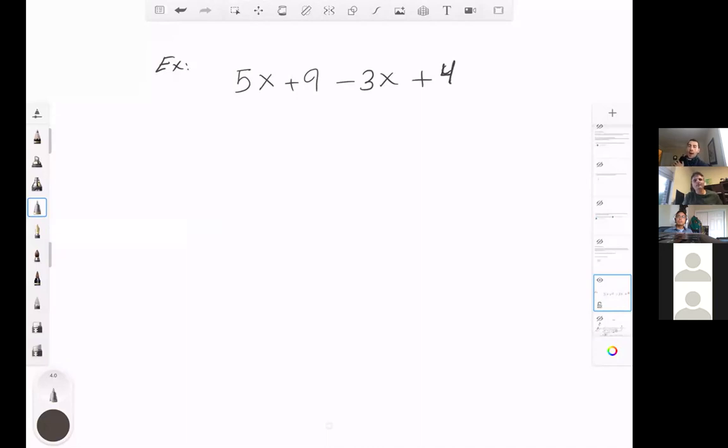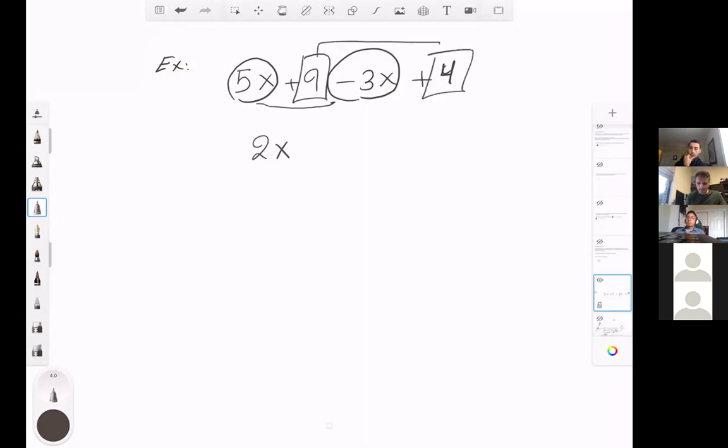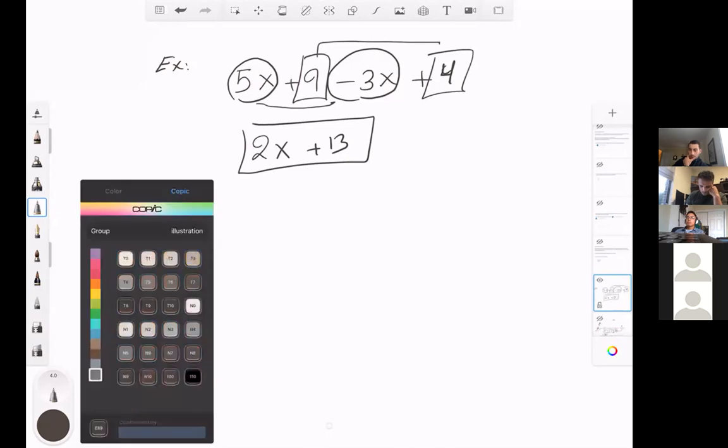Simplifying means we're going to collect like terms. We have 5x here and negative 3x there, so combining the x terms we get 2x. Then we have 9 over here and 4 over there, we combine them and get plus 13. So we simplified it to this form. Nothing about solving, just simplifying.